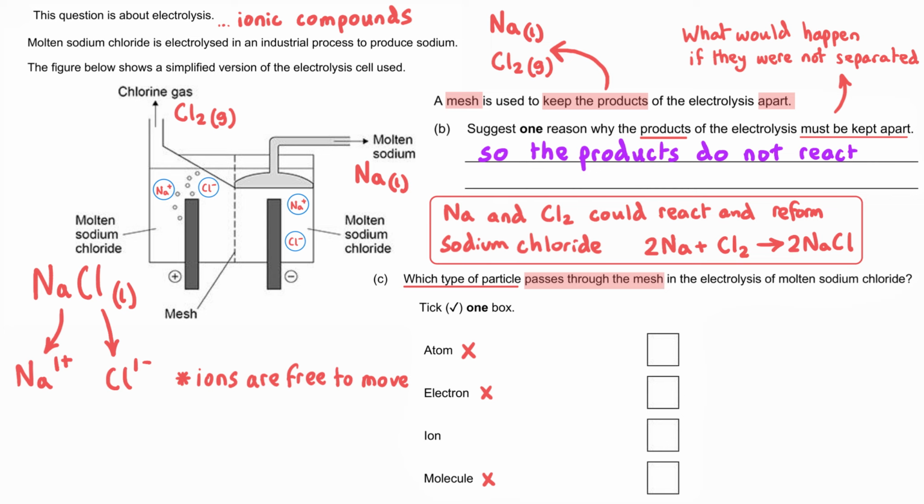They are too small and too highly charged to exist by themselves, and they can typically only be shared or transferred. In the very few cases where we get delocalized electrons, this means metals and graphite and graphene, electrons can be free to move, but that's not the case when we've got molten ionic compounds, which is what we've got here. It must be the ions that are free to move through that mesh because the sodium ions need to move towards the negative electrode and the chloride ions need to move towards the positive electrode, so they all need to be able to move across that mesh.